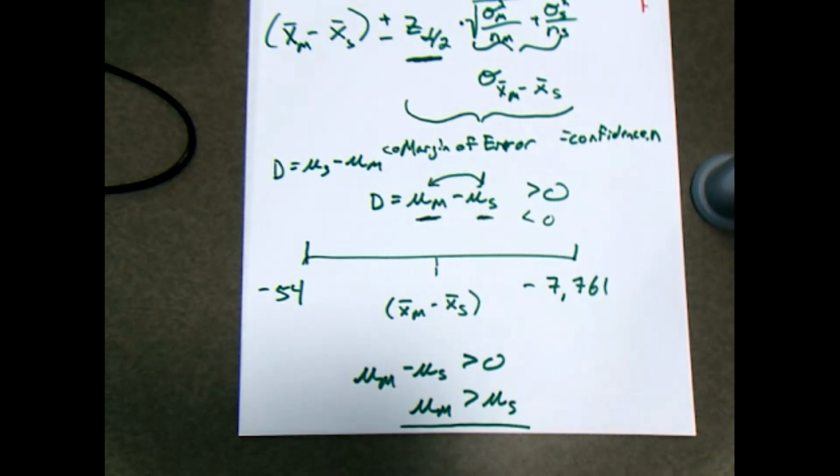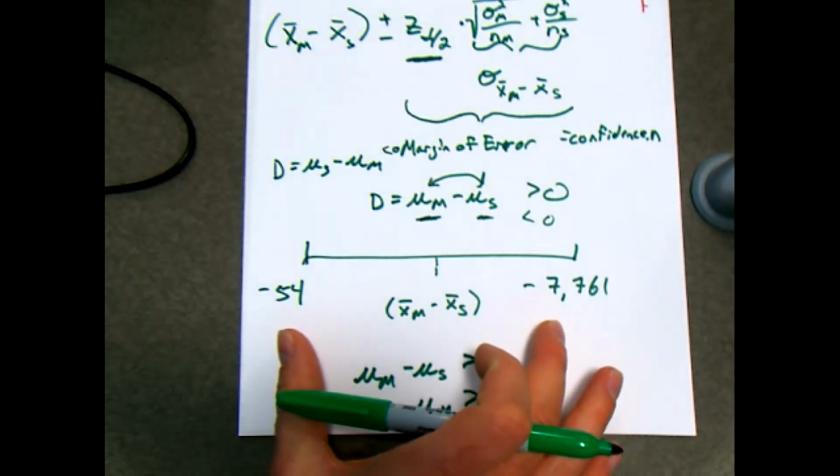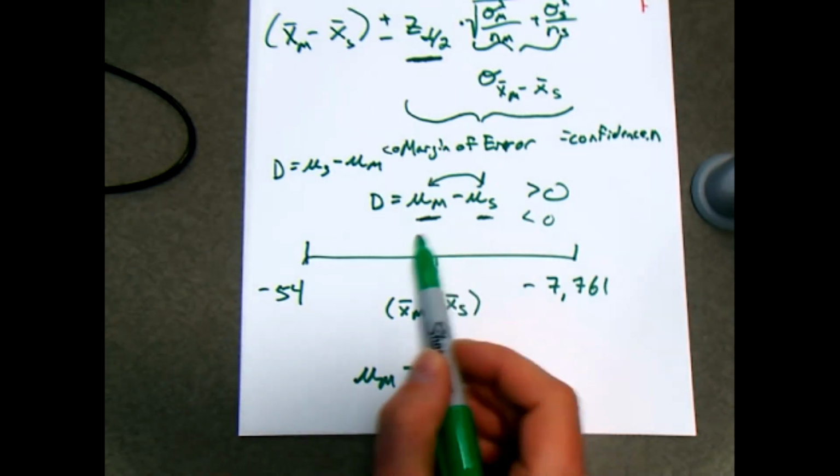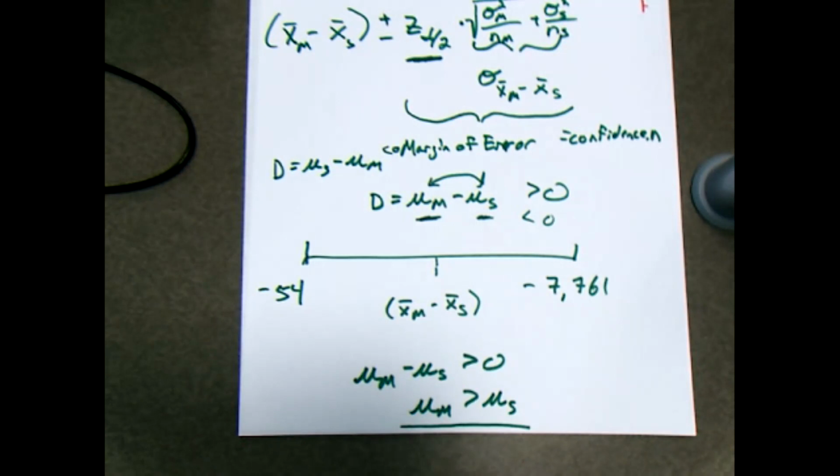Now, like I said, when it comes to a problem on an exam or something, the order matters in the sense that the answer is going to look different. It'd be the same numbers, but positive versus negative. But at least we would get to the same conclusions. Okay.